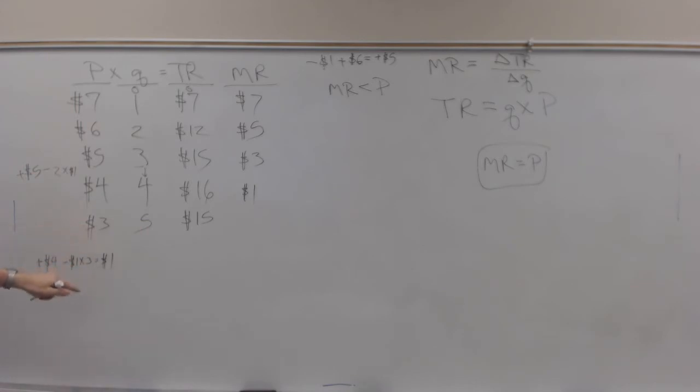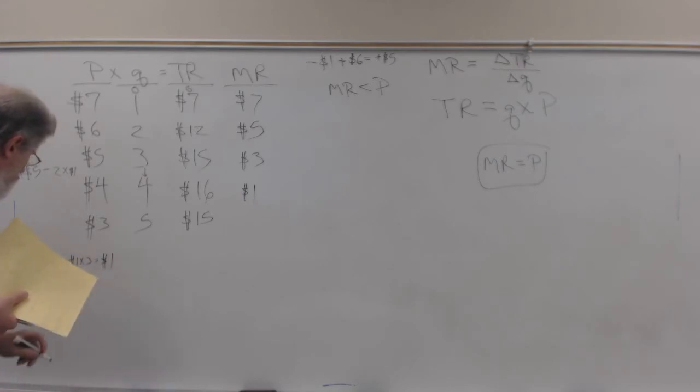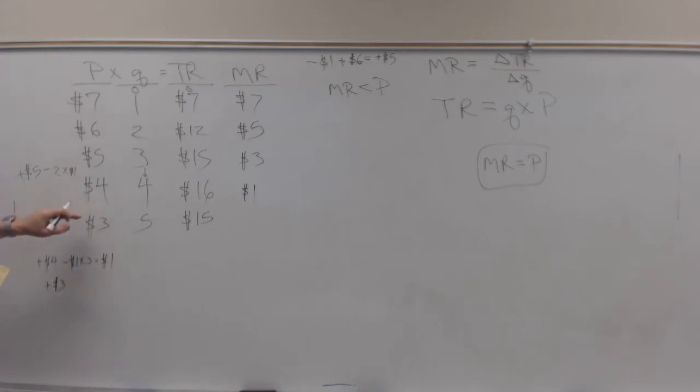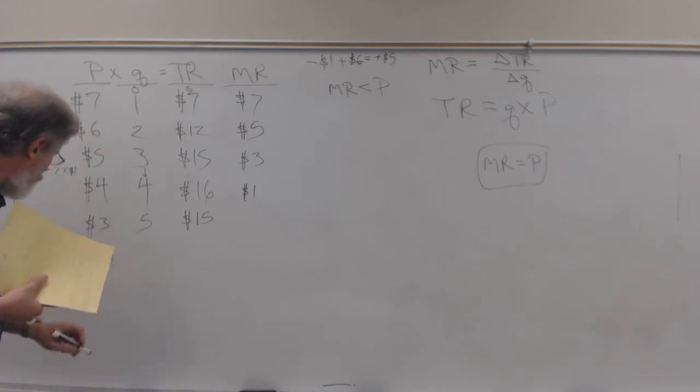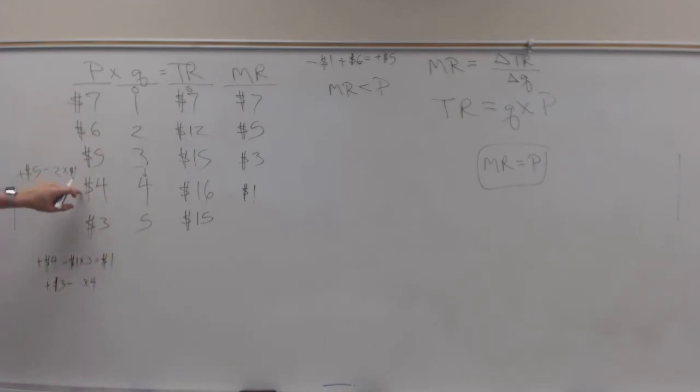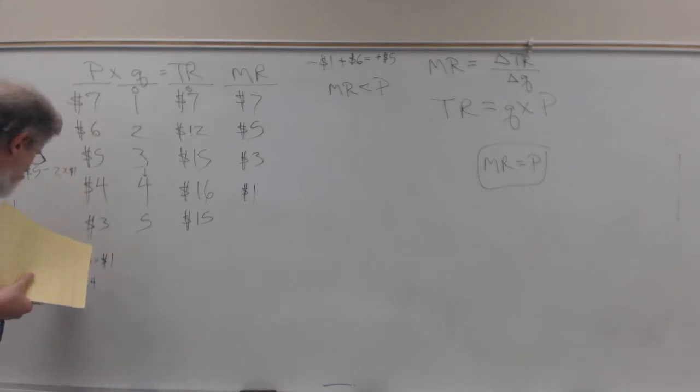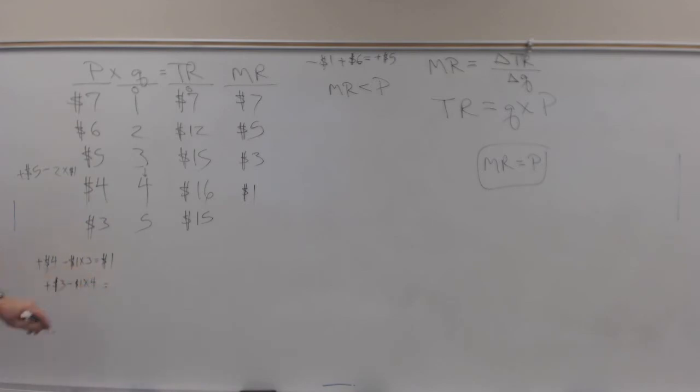When you sell that fifth unit, you get $3 from the consumer who bought it. But in order to sell it, you had to cut your price on the first 4. You could have sold them for 4. You had to cut the price by $1. So you're losing $1 on the first 4 units.